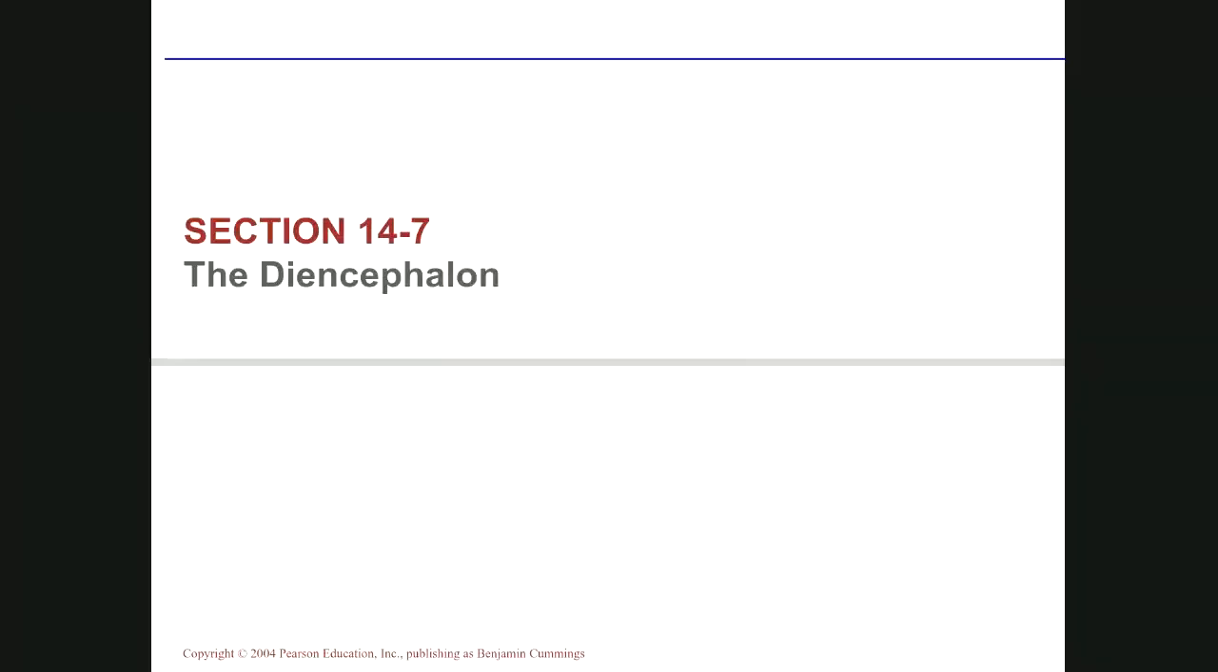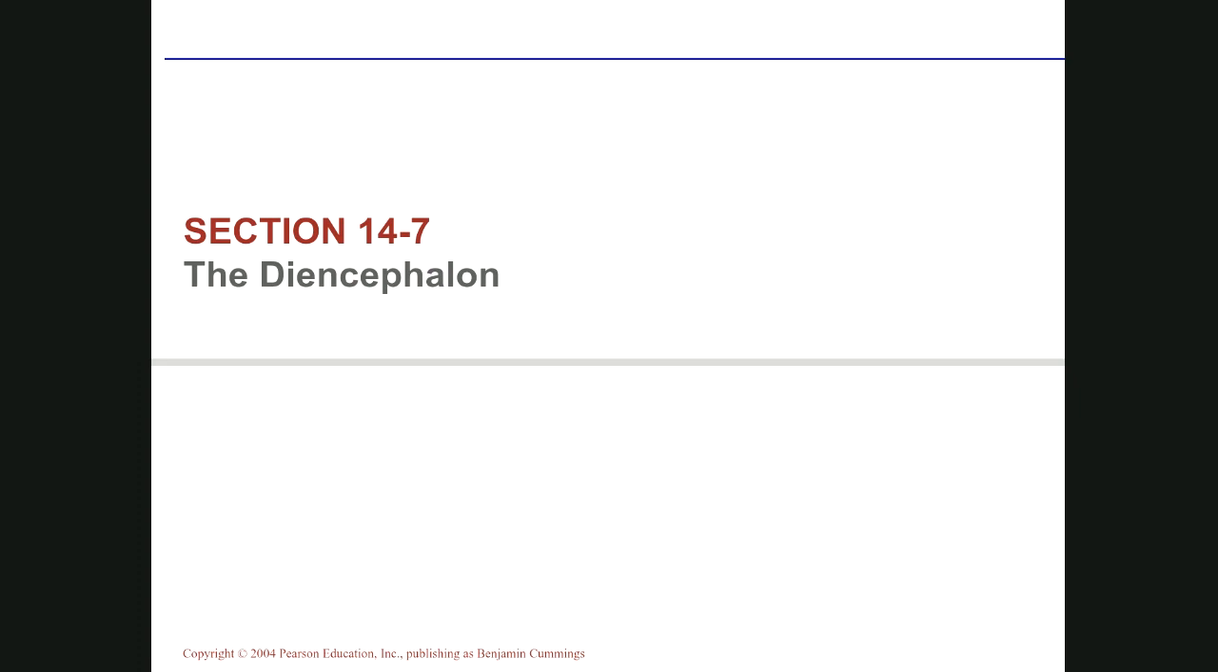So today we're going to finish up the brain. Last time we talked about the telencephalon. Remember, the telencephalon is part of the forebrain, and the telencephalon includes the cerebral hemispheres, the cerebral cortex, the cerebral white matter, and the cerebral nuclei.